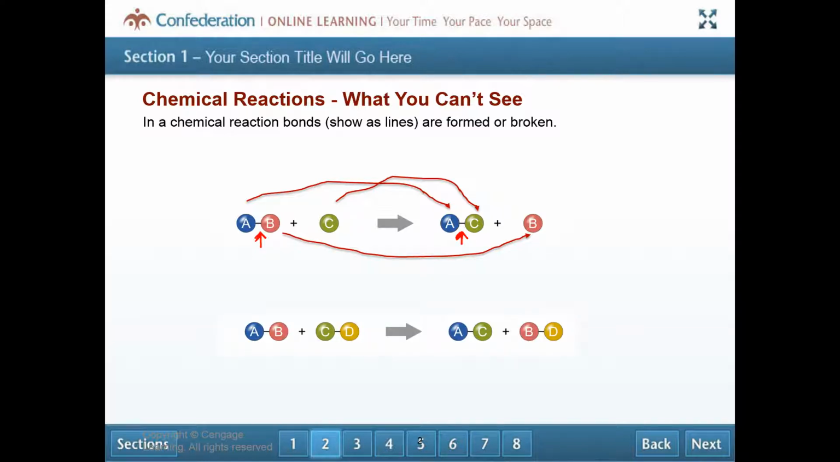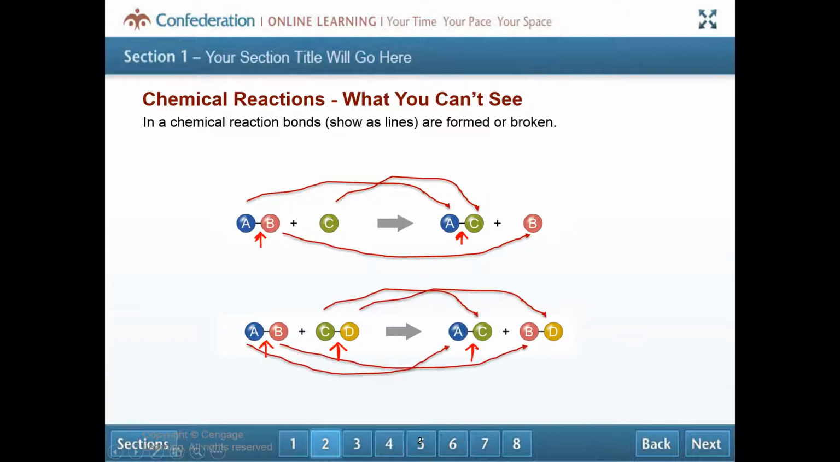Here's a fourth example. Here we've got two molecules, they're reacting, and we've got bonds here. The bond between A and B is going to break. Also the bond between C and D is going to break. Then they all rearrange, and the A and the C actually form a bond, and then the B and the D. So they've essentially switched places or switched partners here. So that's another example of a chemical reaction.